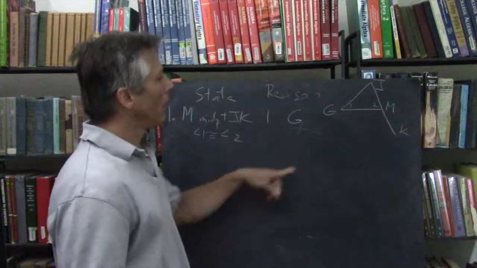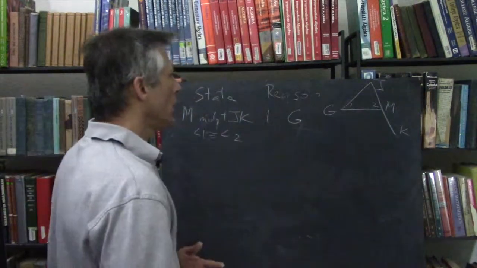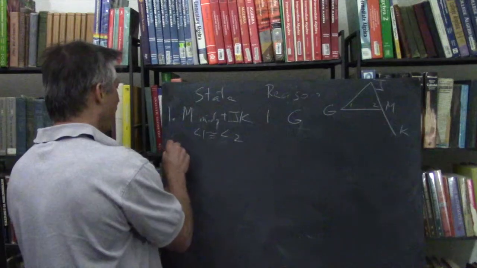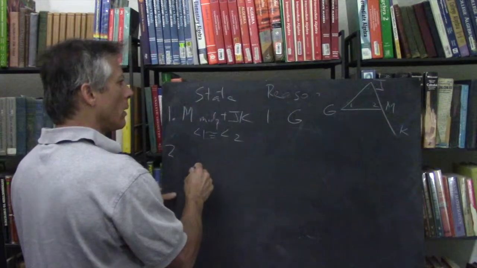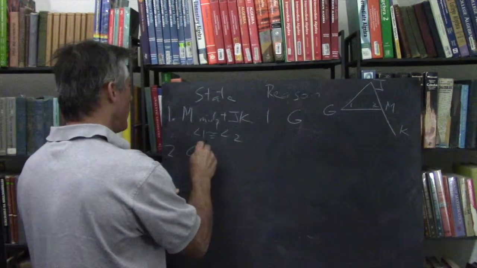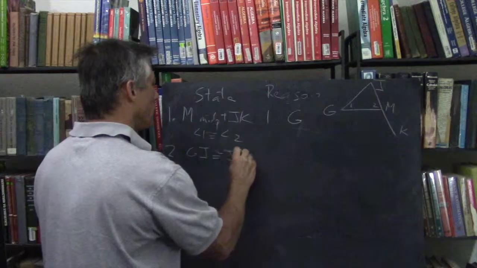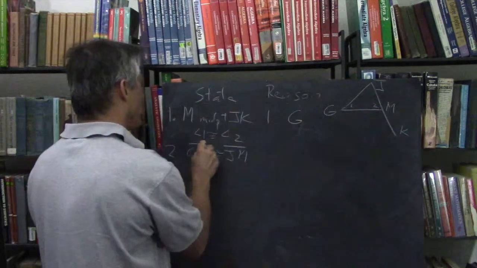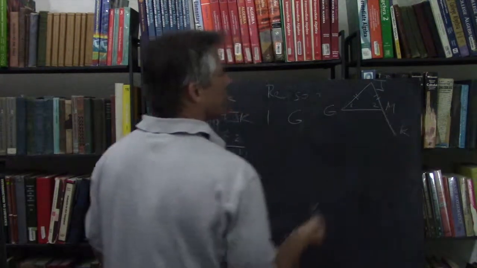So angle 1 is congruent to angle 2. We just had that. That was one of our theorems. Remember, if the angles are the same, then the opposite sides are the same. So we know that GJ is congruent to JM. So this is the same as that.